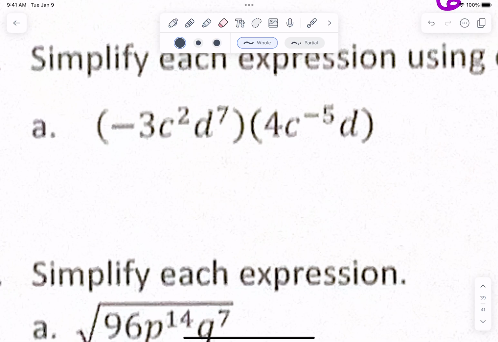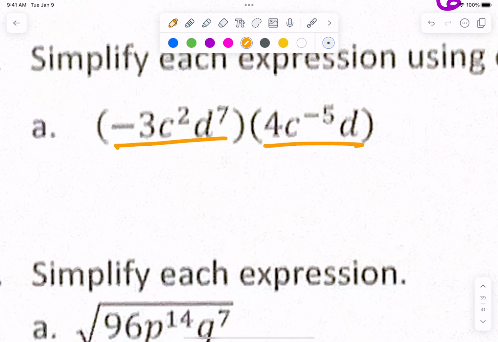Now these lovely little things: two things that we're multiplying together, this guy and this guy. What are we going to do? You're going to FOIL it, kind of. Negative 3 and 4, let's deal with that first. Negative 12. Okay, let's put the c's together.